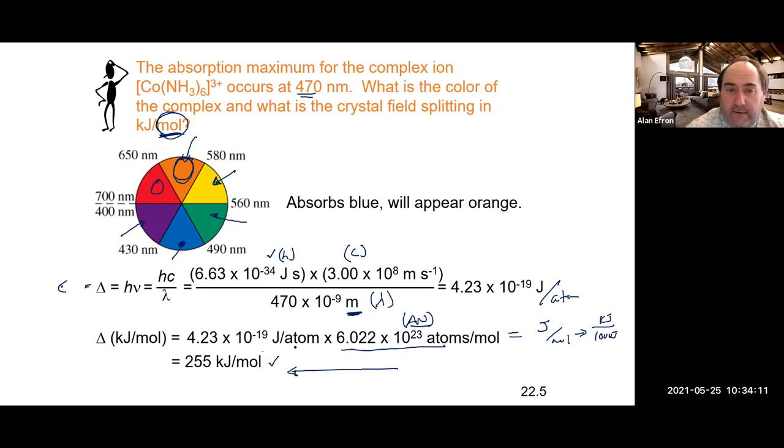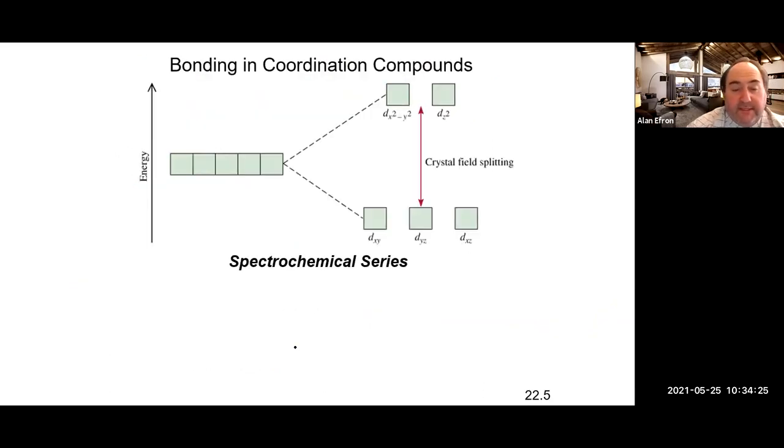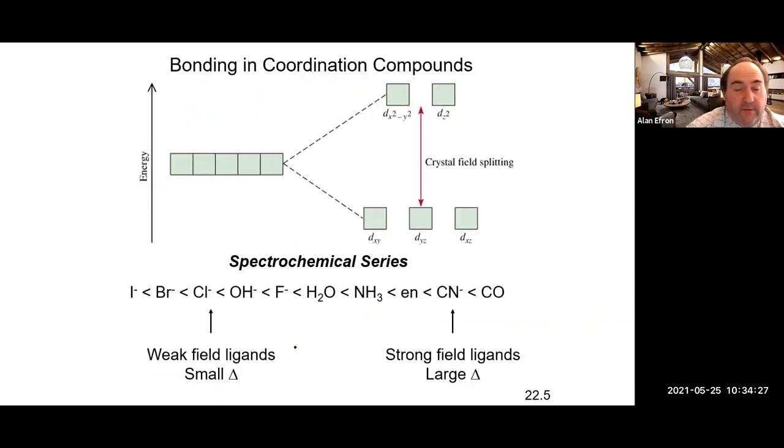Any questions on that calculation? That should be a very similar calculation to ones you've done before, probably last semester when you were dealing with wavelengths and those types of things. And again, that number represents the energy difference between the lower d orbitals and the higher d orbitals. So how do we know if we're going to get a big splitting or a small splitting?